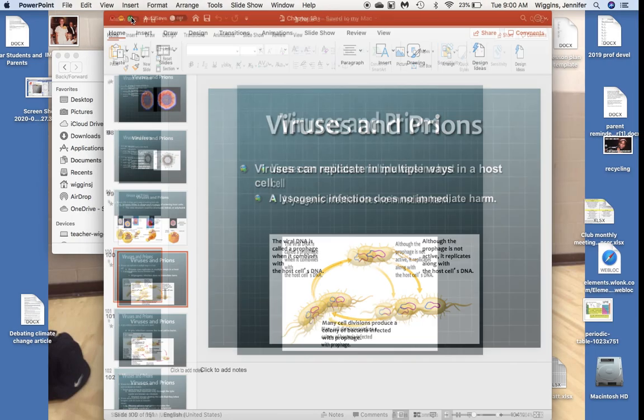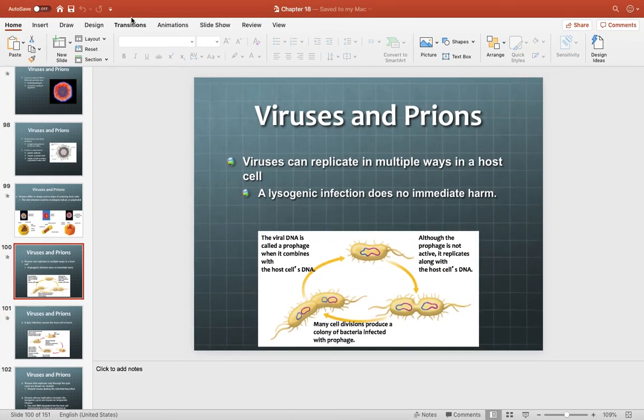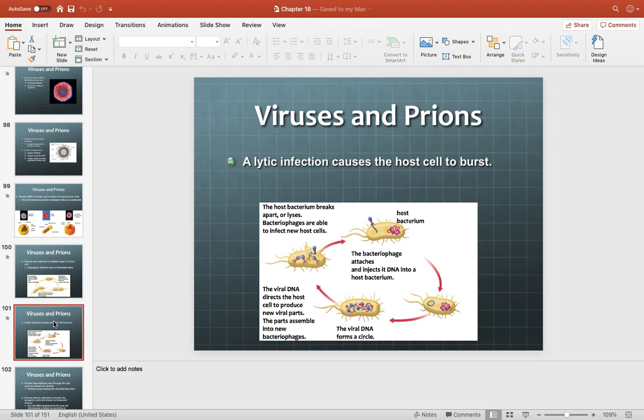So let me pick up where we left off yesterday. We did talk about this one. Viruses can replicate in multiple ways in a host cell. Remember, viruses can't reproduce unless they're in a host cell. A lysogenic infection does no harm. We talked about that yesterday, and it does no harm right at the beginning.